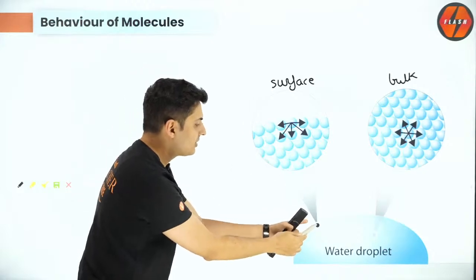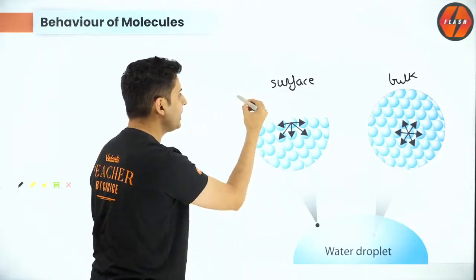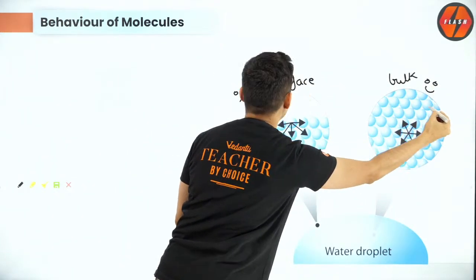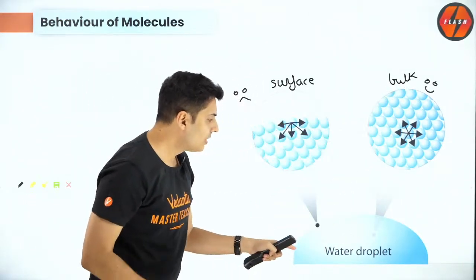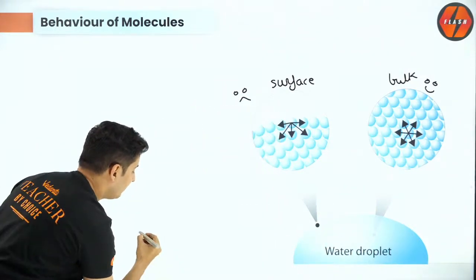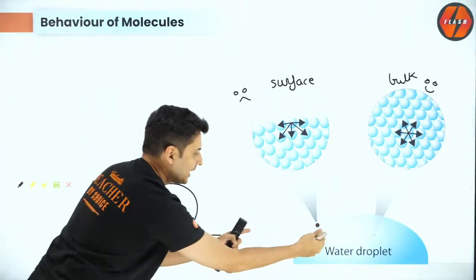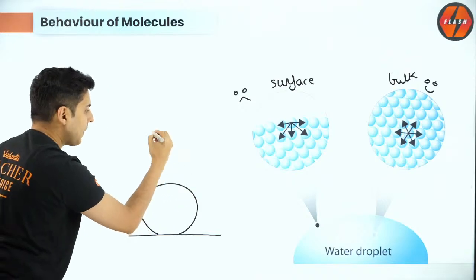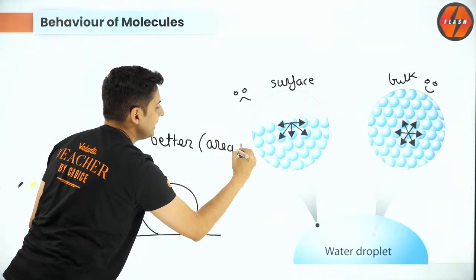Now you might say, sir, obviously this molecule is definitely going to be unhappy because it's on the surface. These bulk molecules are definitely going to be happy because they are deep inside. So they are unhappy, they are happy. So why can't we put more and more molecules inside? Because if I put more and more molecules inside, then this area will reduce. Think about it, this area will reduce. So this will be much better because the area is going to be less.